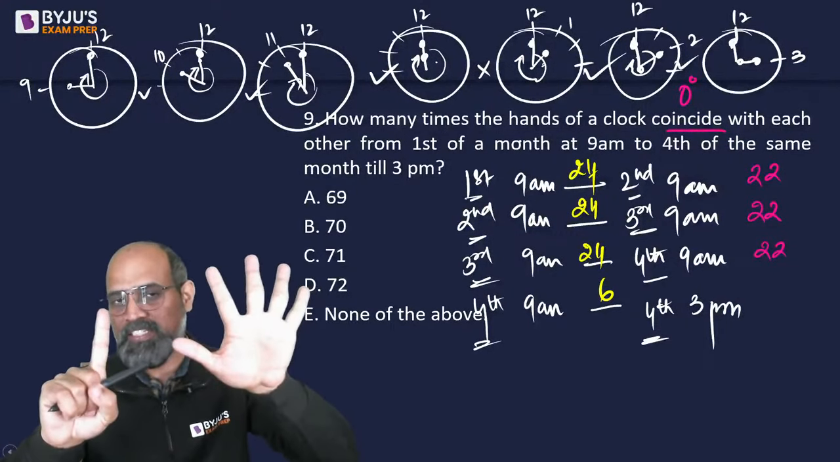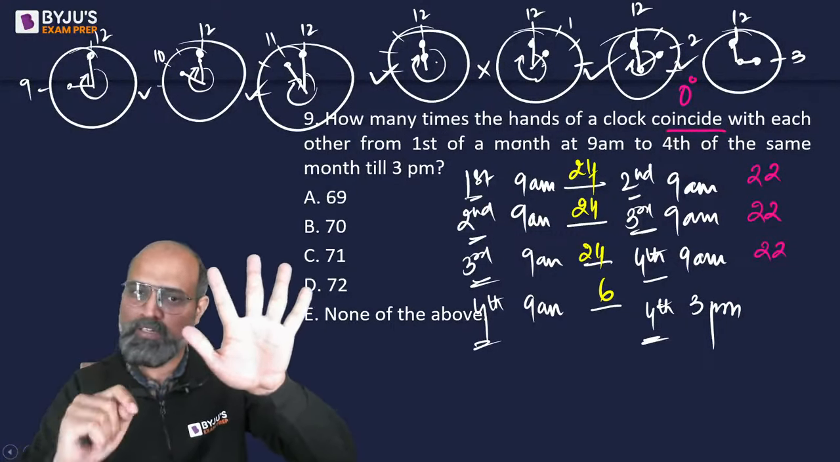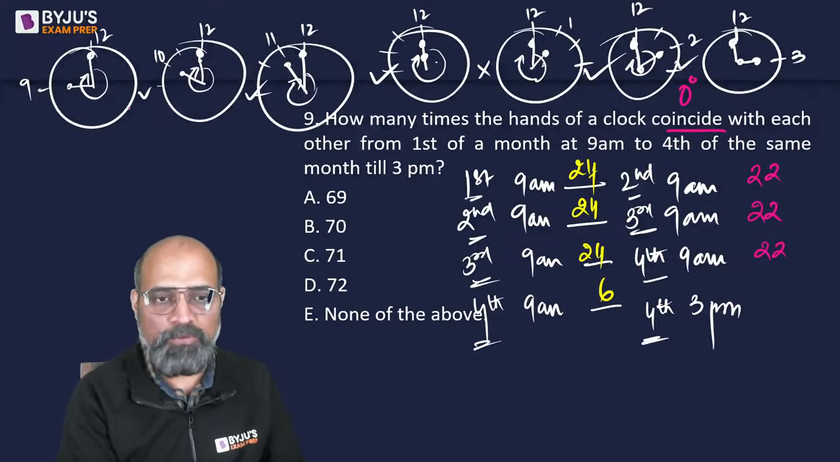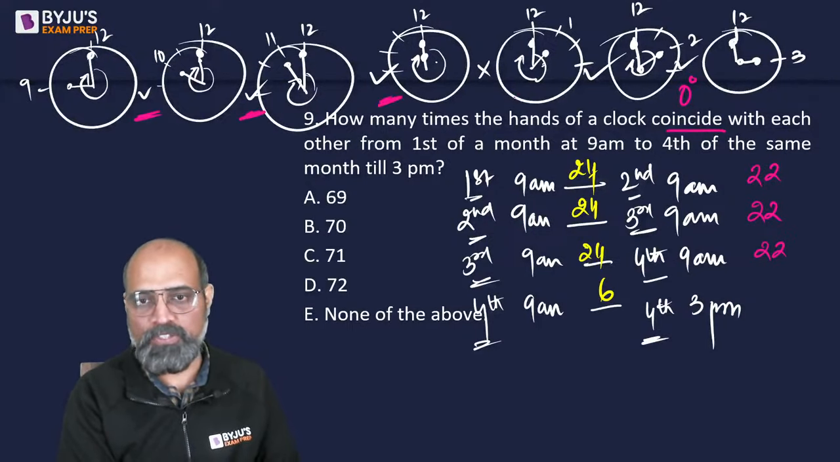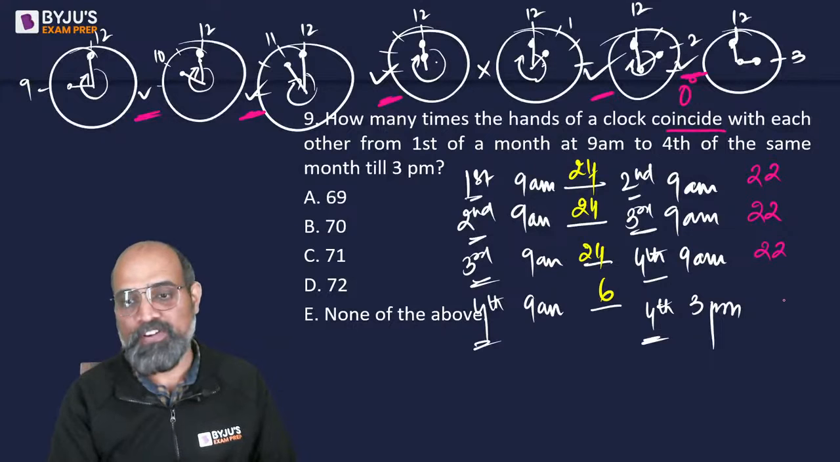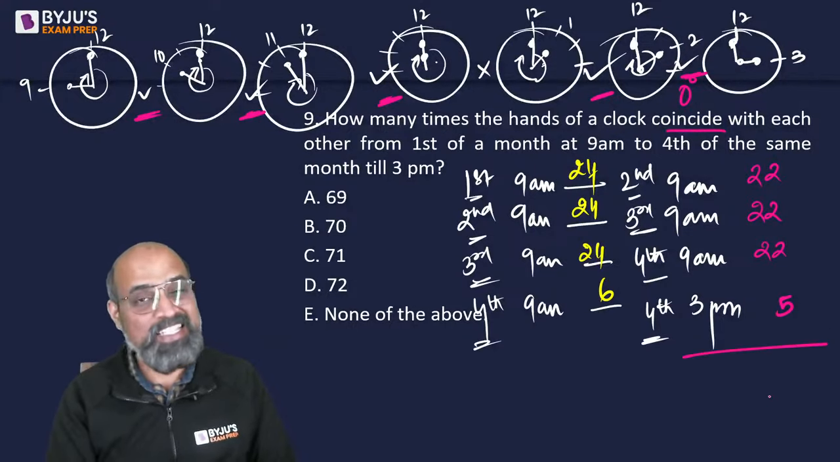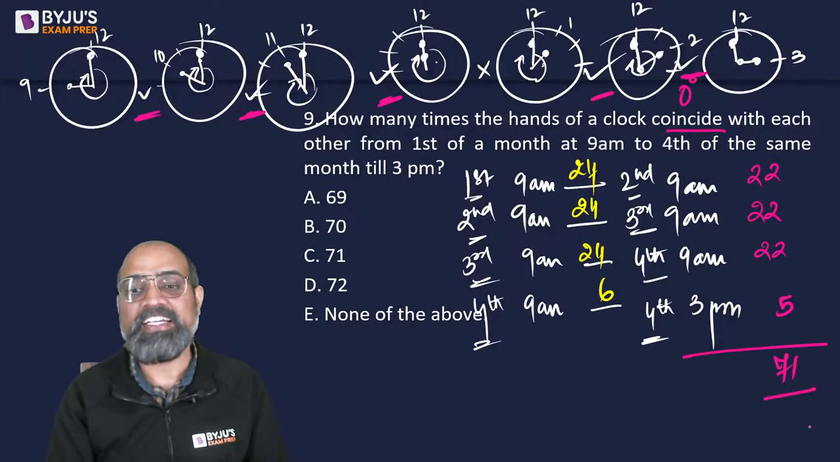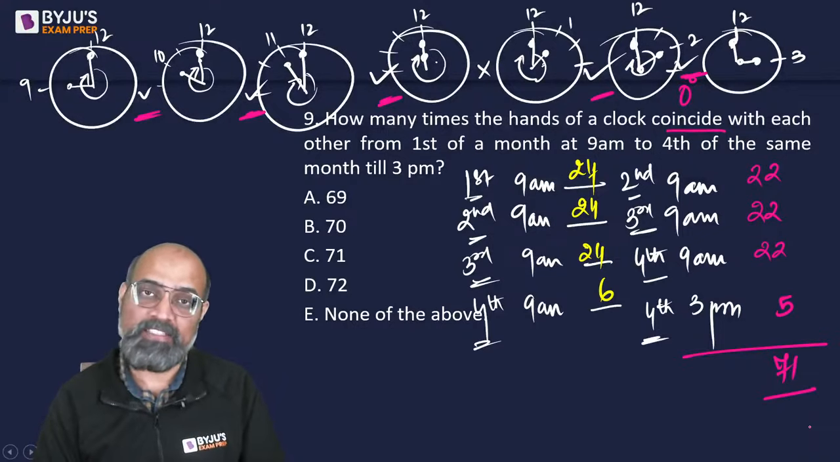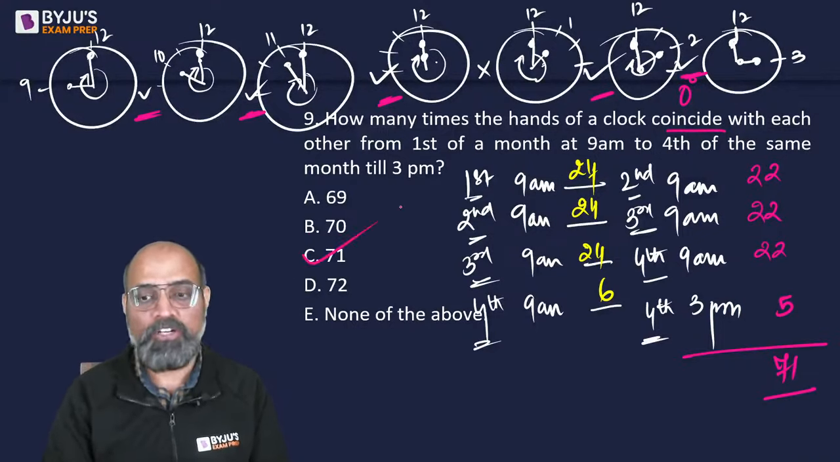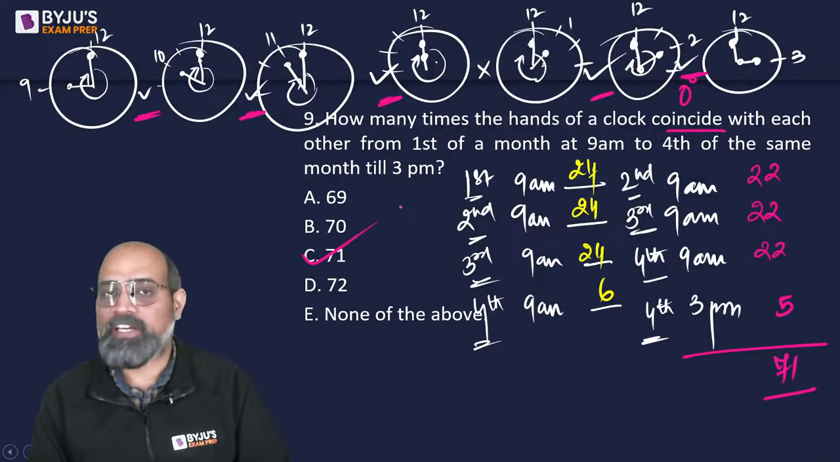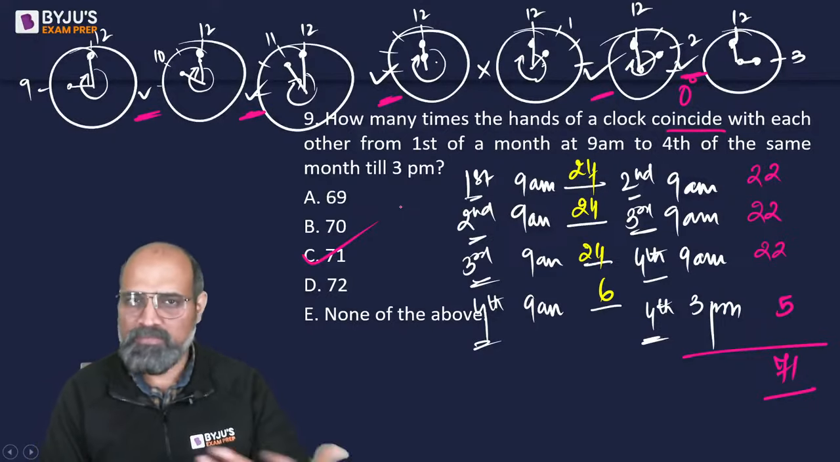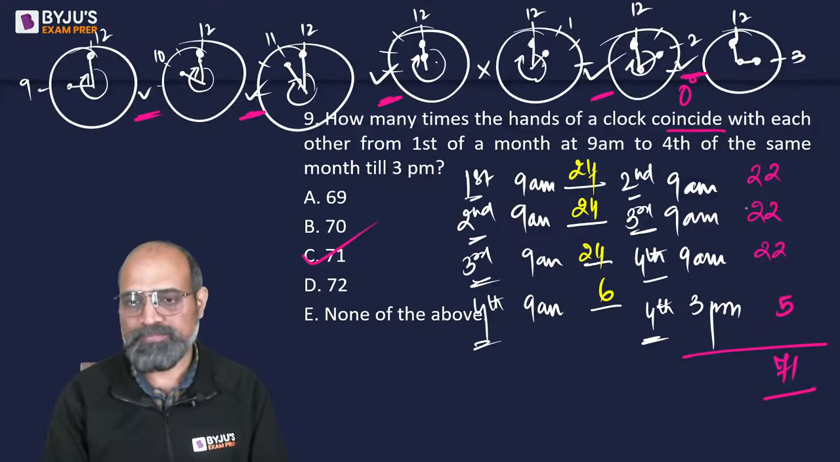6 hours. Out of these 6 hours, once does not happen. If you count, 1, 2, 3, 4, 5, only 5 times this happens. So this is 66 plus 5, which will give us 71 times when the hands coincide or they meet, or they make an angle of 0 degrees. Same thing, different English words and phrases.